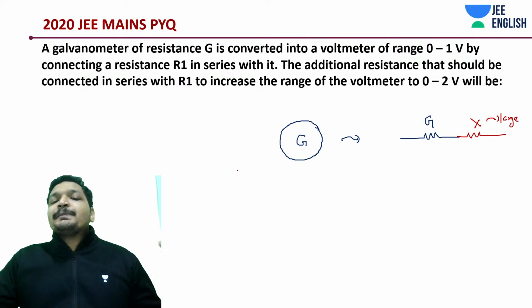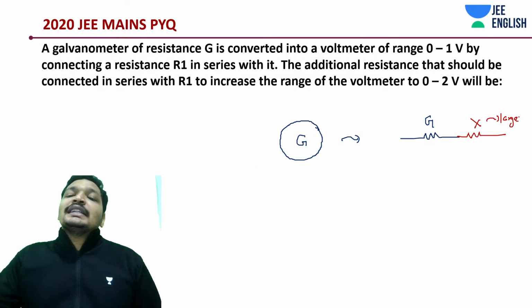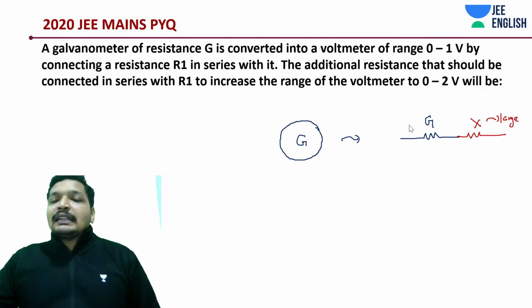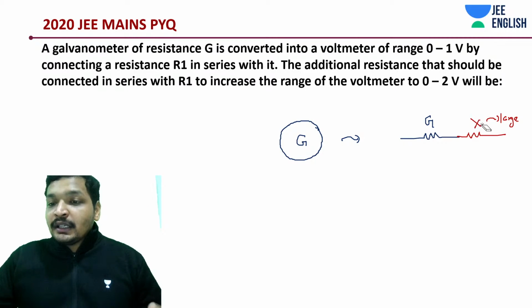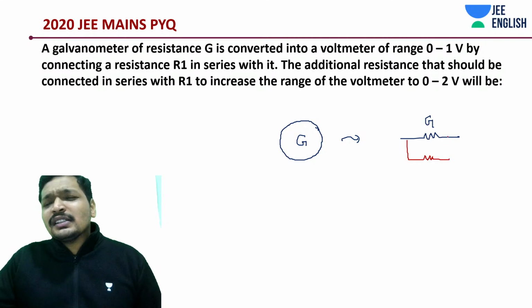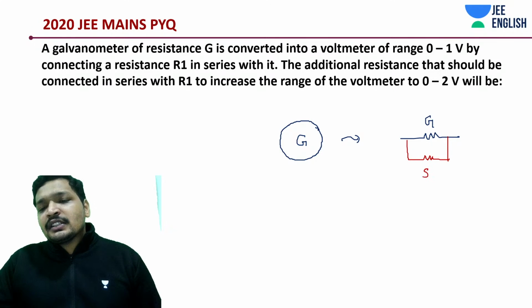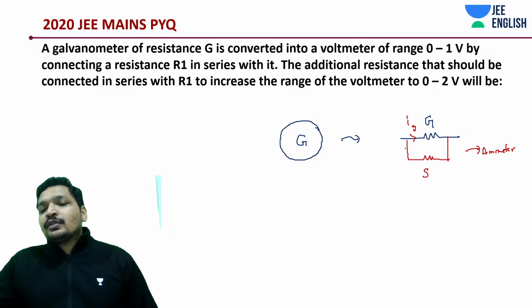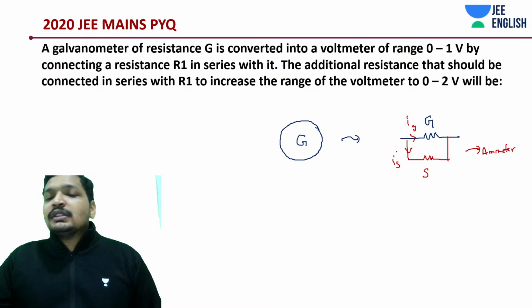That's none of our business. It's basically a current sensitive device. Now its potential measuring capability has increased, so it's a voltmeter. For a voltmeter you need a voltage range, and for an ammeter, what would you do? You would shunt it with a small resistance, and this would become an ammeter. The concept is still that the limiting current Ig flows through the galvanometer, but some large current Is is able to flow through the shunt, hence it can handle it.